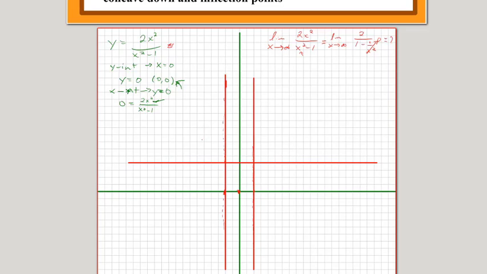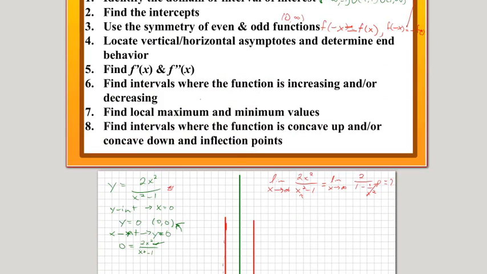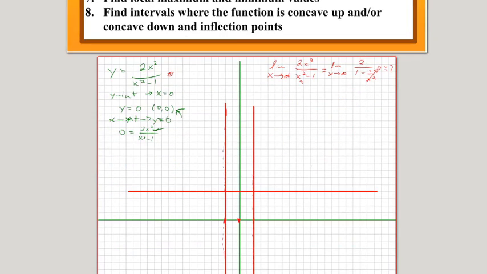So I've got to figure out what happens with the rest of this function. Alright, so end behavior, that means what happens as we go to infinity and negative infinity. It looks like my function is going to be approaching 2 as I go to the right and 2 as I go to the left.